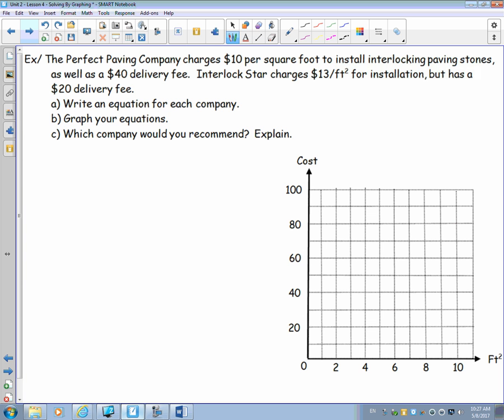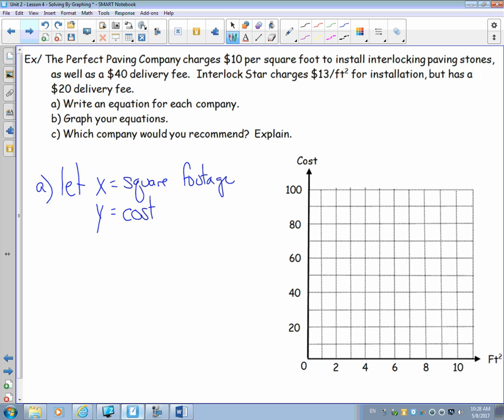I want to start off by writing an equation for each company. But we know when you write equations, especially in word problems, we need to define our variables. So we need some let statements. What does X stand for and what does Y stand for? In this case, X should stand for the square footage. How many square feet of stone do you have? And the more square foot you have, the more your costs will be. Okay. Square footage is our independent variable. You get to decide how big you want your paving and how much paving you need to do. But depending on how much you pick, your costs will change accordingly.